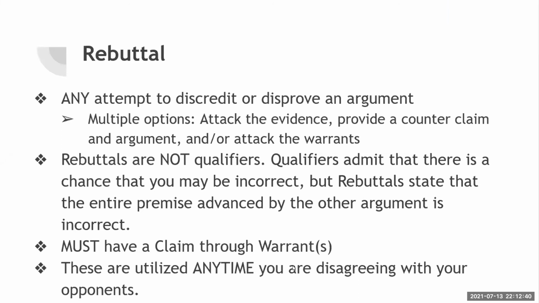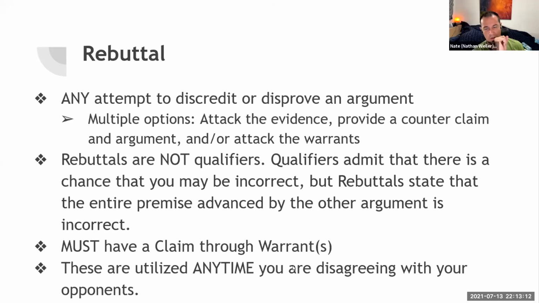Okay, Shanna. So I wanted to make sure about the rebuttal. When you said that we want to make a rebuttal, the difference between that and the qualifier is that a qualifier accepts the fact that there are exceptions, and the rebuttal is like a complete denial of the opposing side. Correct. And with that in mind, the rebuttal should include a claim with our own evidence. And your own warrants. Okay, thank you. Yeah, absolutely.